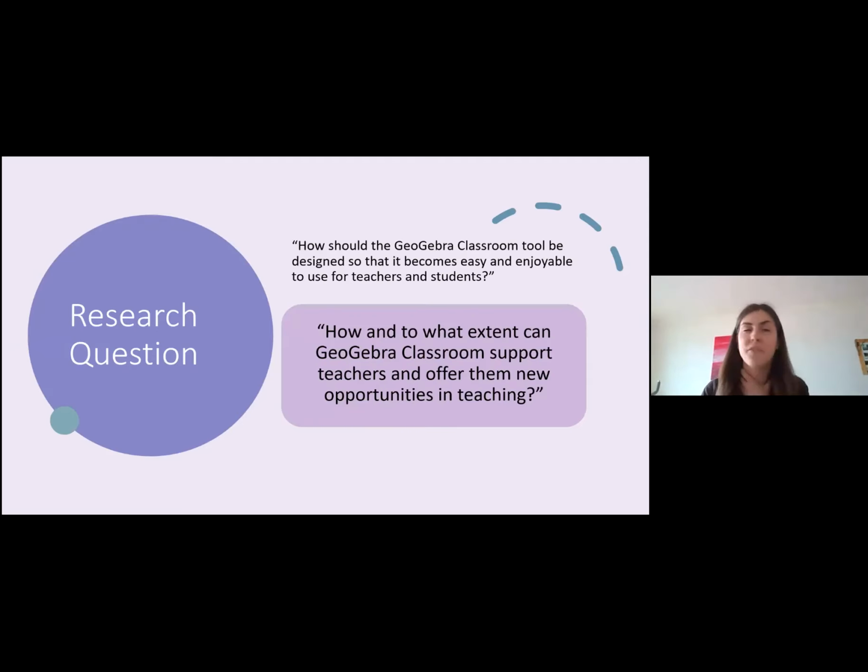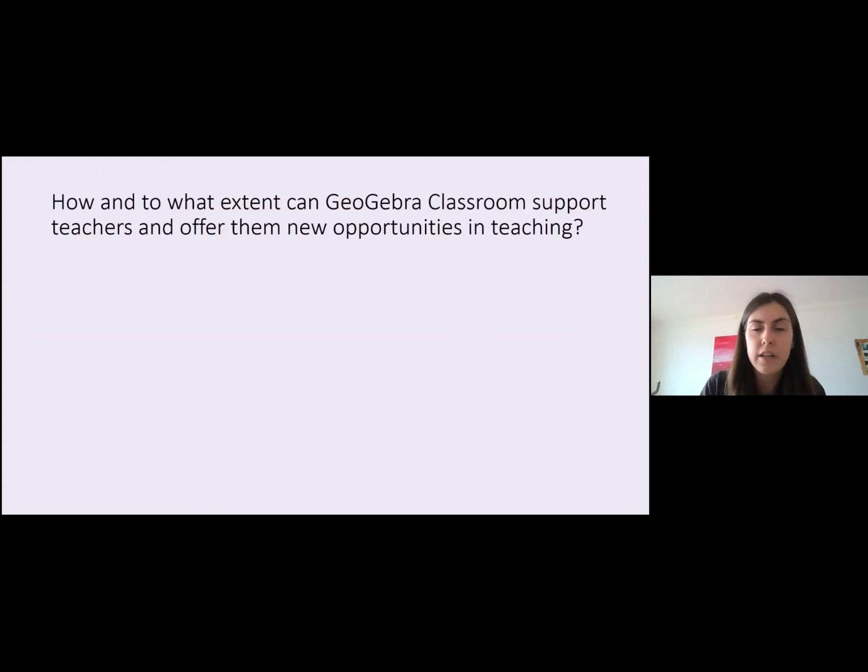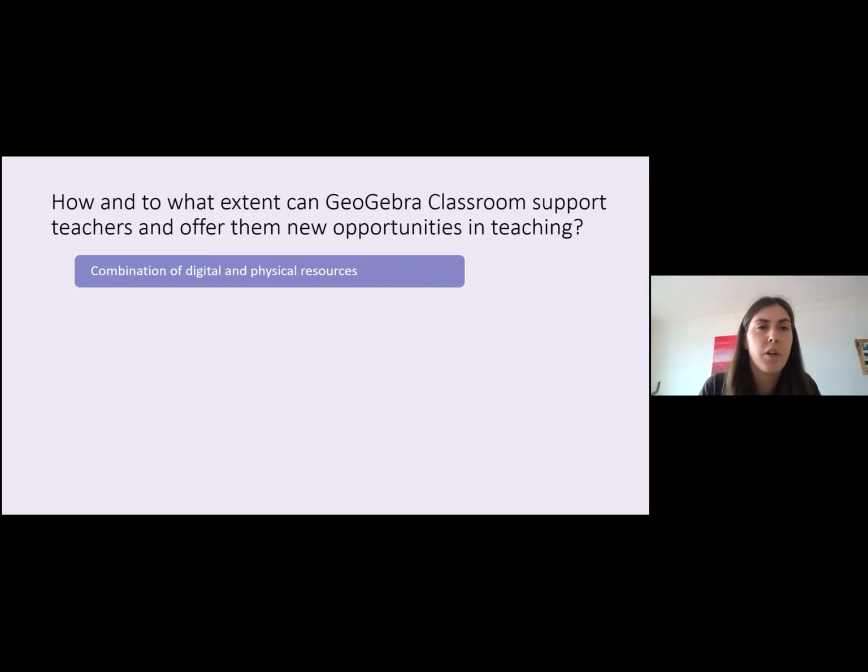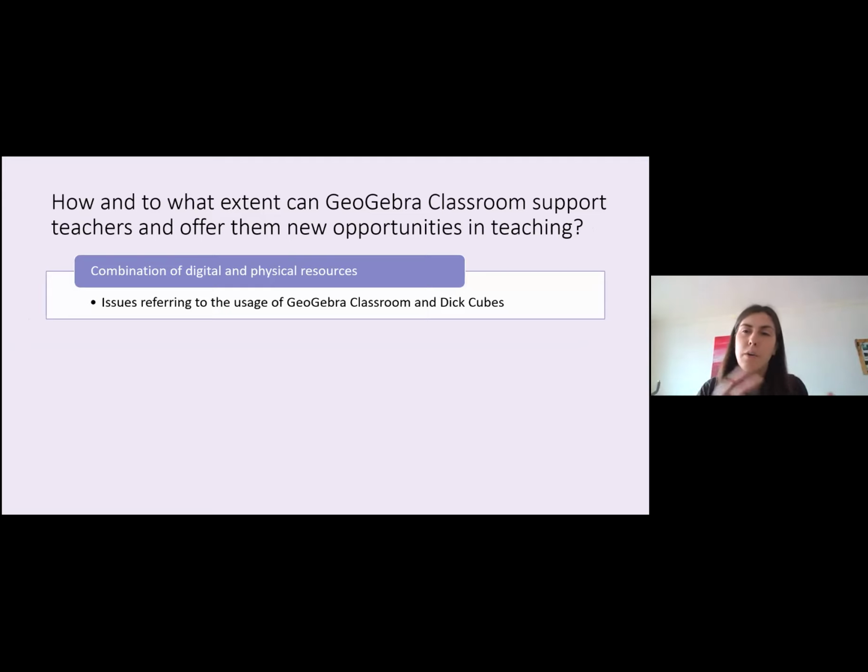So my research question for this specific topic is how and to what extent can GeoGebra Classroom support teachers and offer them new opportunities in teaching? And in particular, I want to look at 3 issues. The first one is the combination of digital and physical resources. So how the students combine the GeoGebra Classroom tool and, in my case, the dig cubes.